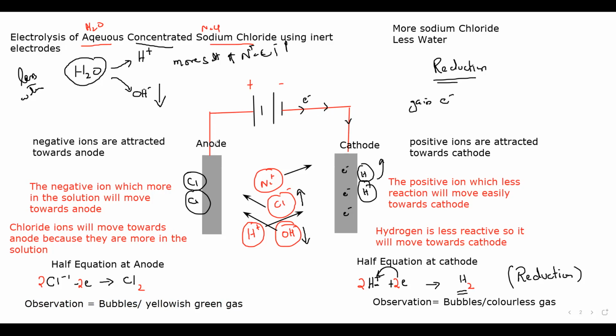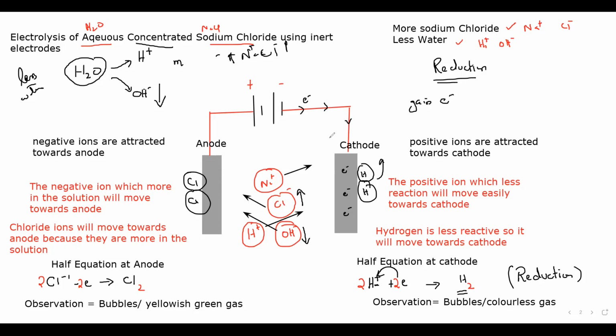So I will repeat, look at what happened. We have aqueous concentrated sodium chloride. When we have an aqueous solution, it means two kinds of ions are present. Because it is concentrated, it contains more sodium and chloride ions, and less hydrogen and hydroxide ions. It is a concentrated solution, so more salt and less water.